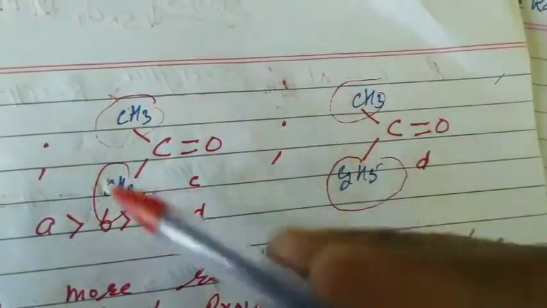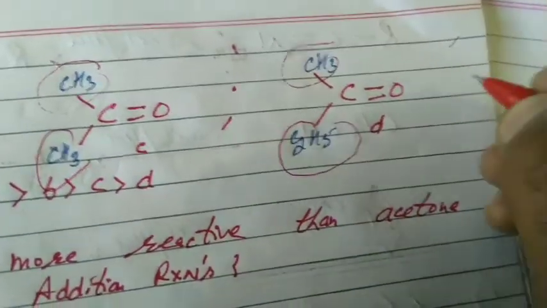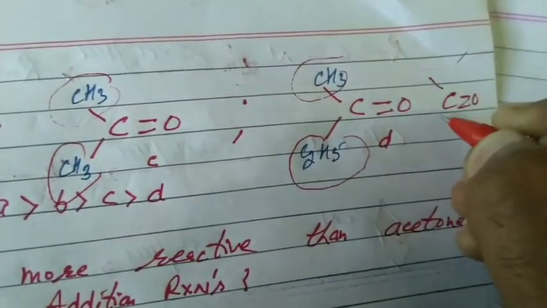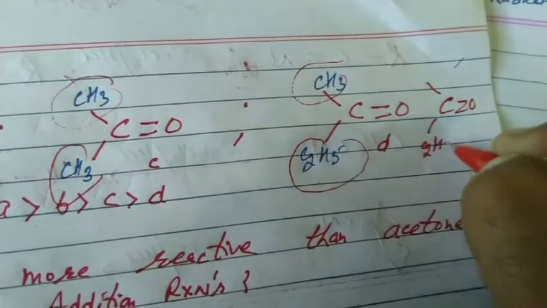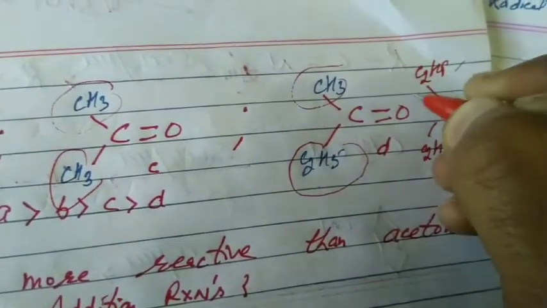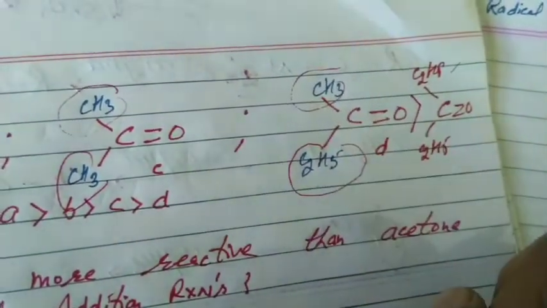Ethyl methyl ketone or dimethyl ketone? Dimethyl ketone is more active. Next will be diethyl ketone. Again, reactivity further decreases because there are more bulky groups on both ends, C2H5, C2H5. Out of these two ketones, ethyl methyl ketone is more active.